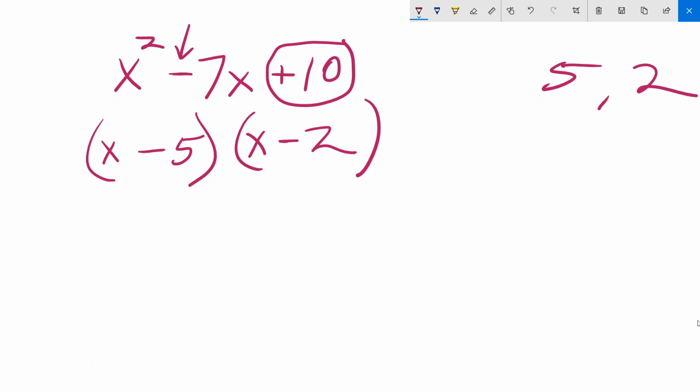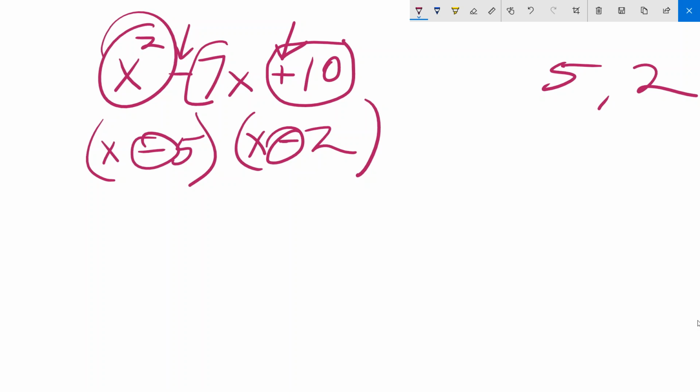So this quadratic only has 3 steps to it. Split up the x's, determine both signs, and figure factors of 10 that add, because of that plus sign, to that number. Okay. All right.